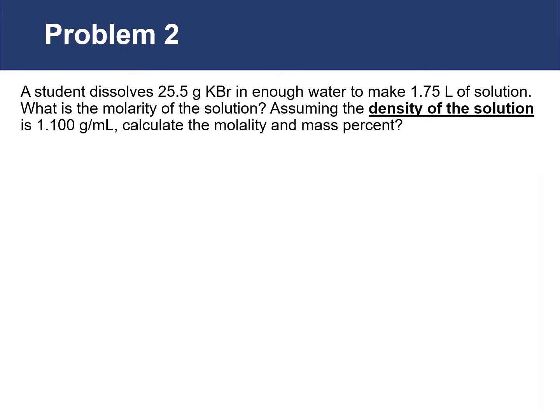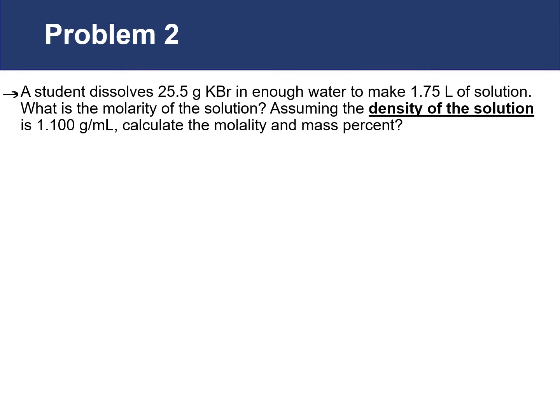For the second problem, a student dissolves 25.5 grams of potassium bromide in enough water to make 1.75 liters of solution. What is the molarity, that's moles per liter, of the solution? Assuming the density of the solution is 1.100 grams per mL, calculate the molality and mass percent. So again, we're going to do the first part first. We're going to find the molarity of the solution.